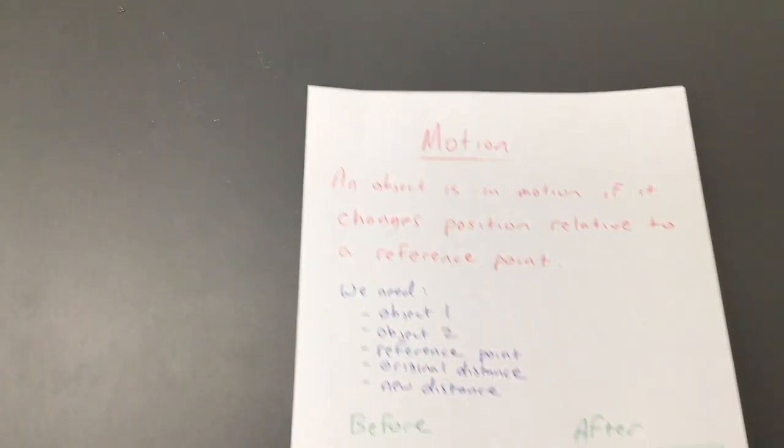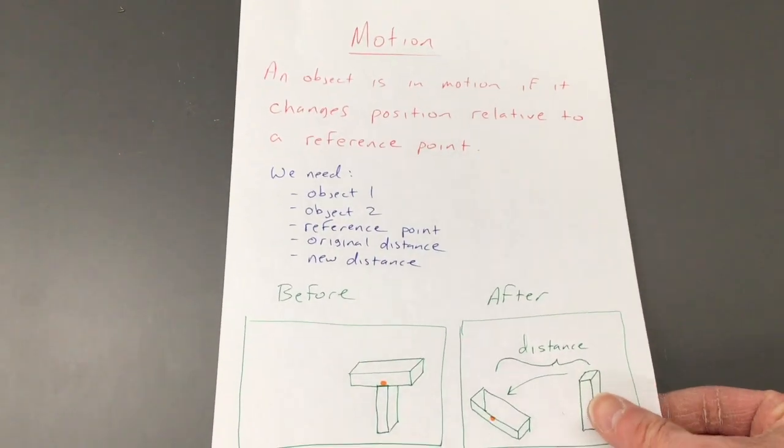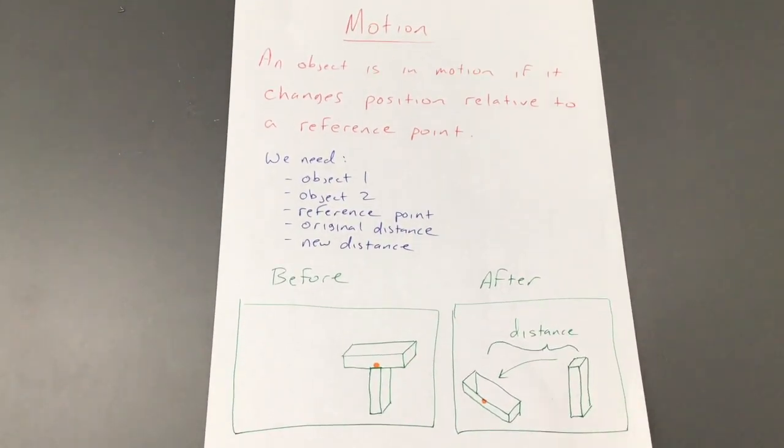Then, for the notes on motion, you're going to want to pause the video here as you copy these into your notebook. So motion, we decided an object is in motion if it changes position relative to a reference point. And we said in order to determine that something's in motion, we need two objects. One of those objects can be a reference point. Then we need the original distance between the two objects and the new distance.